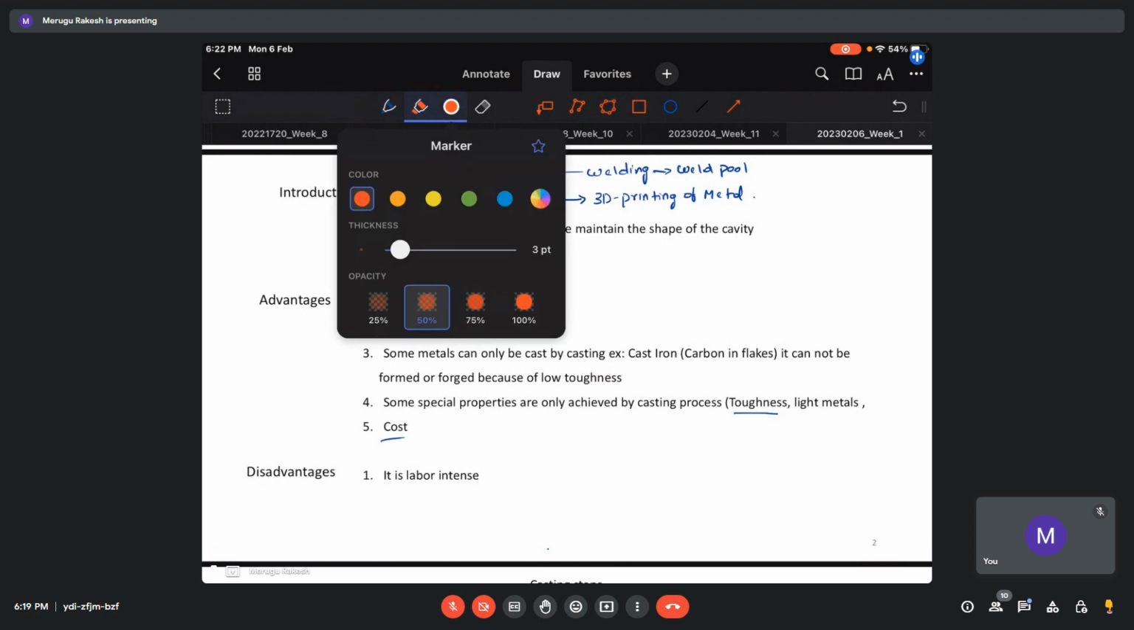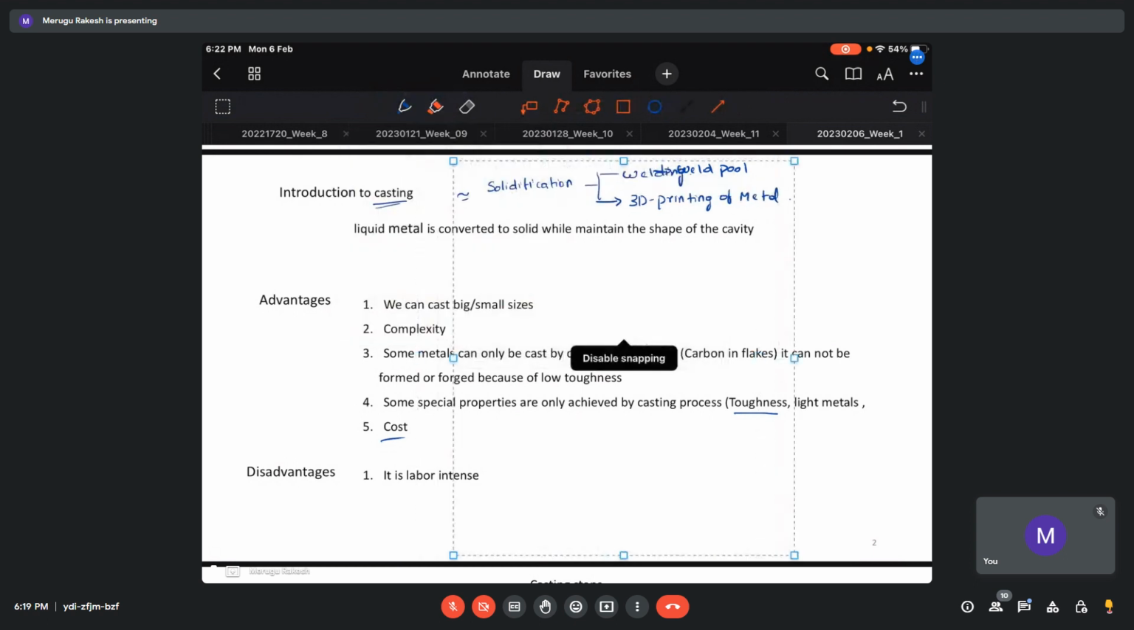I think you missed this part, right? Metals, 3D printing of metals. Okay, okay, sir. Then the old disadvantage is that it's a labor intensive process.